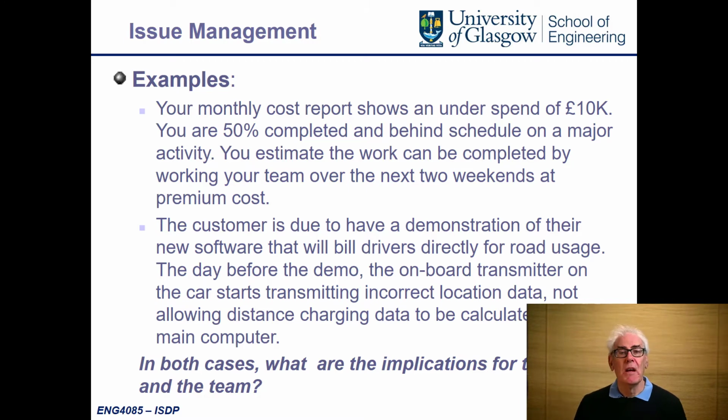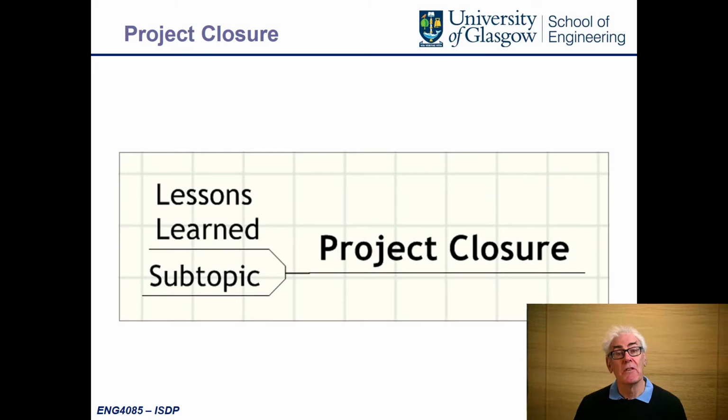In the second one, a customer is due for a demonstration of new software, but the day before the demo, the vehicle starts transmitting incorrect data and it's not working. What would you do? Would you risk demonstrating just the parts of the software that did work to the customer? Or would you call the customer up and say you need to reschedule? Or would you go along to the customer, cross your fingers and hope? In both cases, what would the project team want to do in these instances? You should think about these things and consider them in your project.